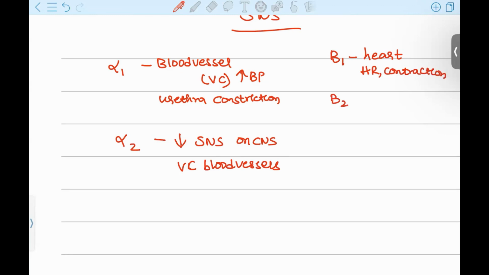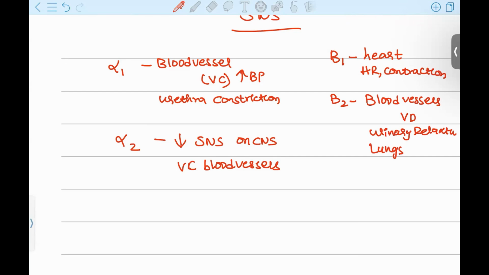Next, coming to beta 2, it is on the blood vessels. It will be activated on the blood vessels, where vasodilation will be seen, and also urinary muscle relaxation is seen. This will also be activated in the lungs.